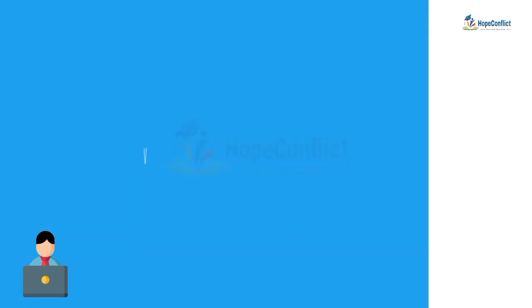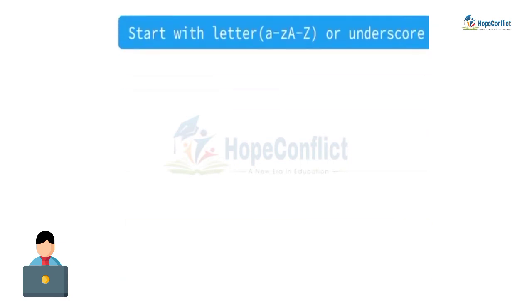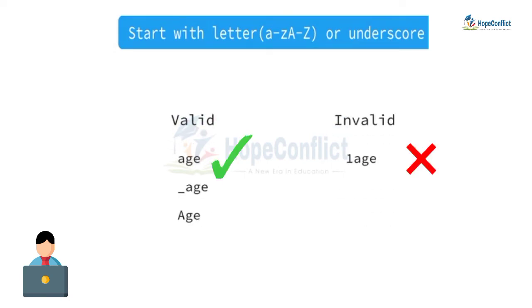Now, let us discuss valid variable names in C. There are some rules on how to give a name to a variable. First rule is that a variable name should start with any letter in the alphabet set. It can be either a capital letter or a small letter, or it should start with an underscore. So these are some valid declarations, and see an invalid declaration also. This is invalid because we cannot start a variable name with a digit.